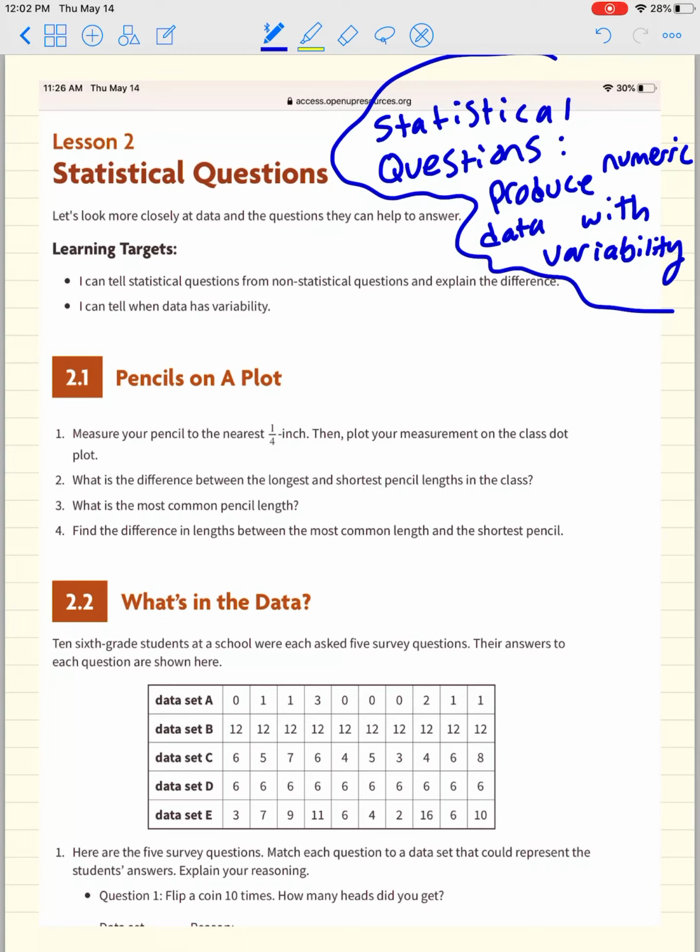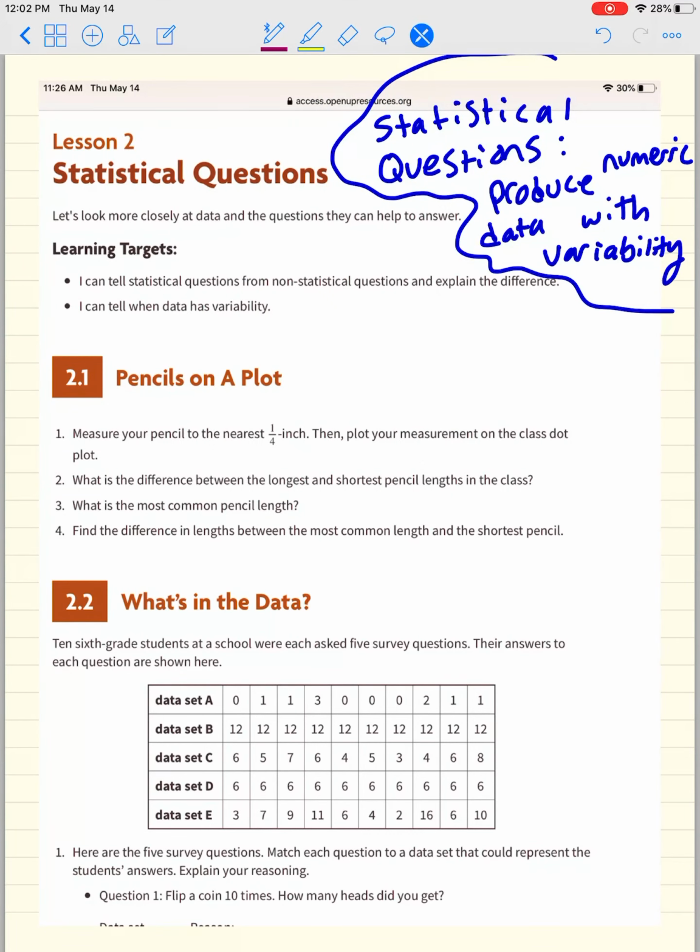This is kind of a tricky lesson to do on a YouTube video just because it really wants us to discuss things and whatnot. So I'm going to modify this lesson and take some stuff out.